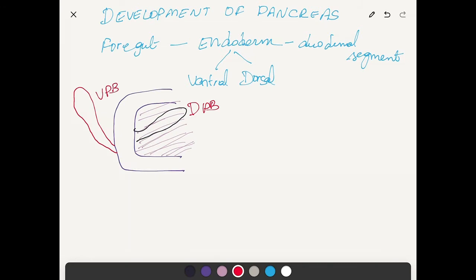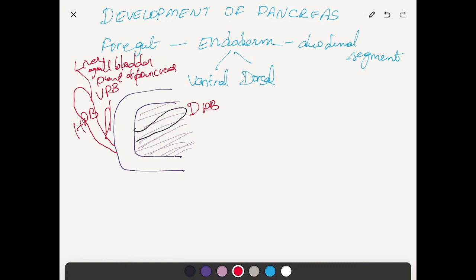This ventral pancreatic bud will give rise to the liver, gallbladder and also part of the pancreas. So these are the three derivatives of the ventral bud, which is called the hepatopancreatic bud: liver, gallbladder and a part of the pancreas. So this is the hepatopancreatic bud as a whole, a part of the ventral pancreatic bud.